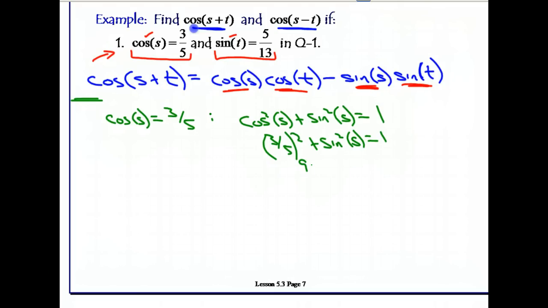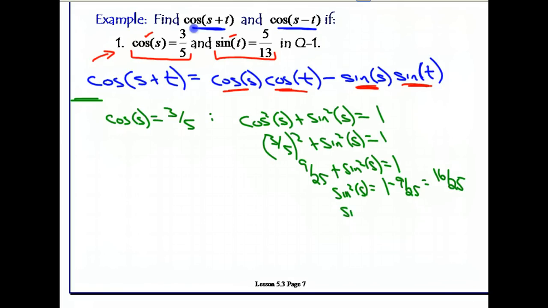3/5 squared is 9/25 plus the sine squared of s equals 1. And then I'll subtract the 9/25, and I've got the sine squared of s. I go 1 minus 9/25, and remember 1 is like 25/25. So 25 minus 9 is 16/25. And finally, I'll take the square root, and I get the sine of s is 4/5. And again, when I do that square root, I'm thinking, is it plus or minus? But look, everything's in quadrant 1, so it's the positive one. We can not worry about the negative one on this one. So the sine of s is positive 4/5.